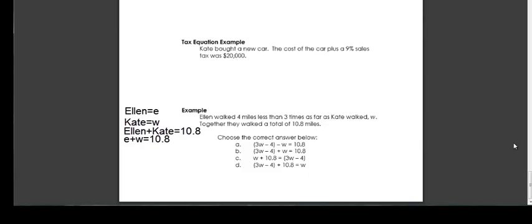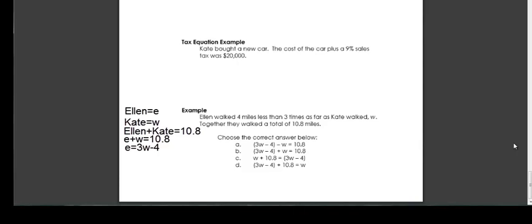Now, the first line says Ellen walked 4 miles less than, so right there that should be a -4. That should tell you -4 because it's going to be subtracted from something else. And it's 4 miles less than 3 times as far as Kate walked. So Kate walks W. So if we take 3 times that, we'll have 3W. And then if we subtract 4, we'll get E. So that's E equals 3W minus 4. Okay, so now we have 2 equations, 2 unknowns.